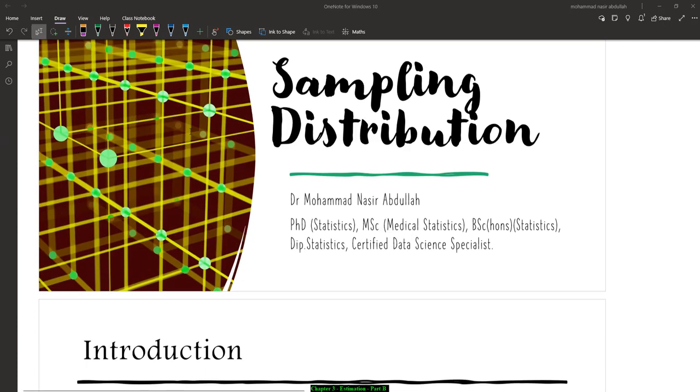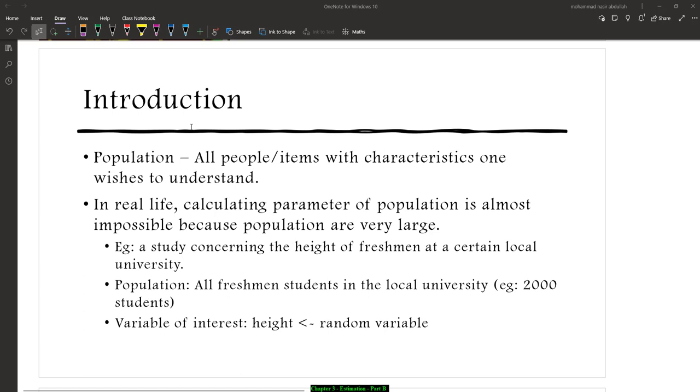So before we go to sampling distribution, as a recap, just to refresh your memory, the definition of population. The population consists of all members in the area of the study. Let's say you want to study knowledge, attitude and practice on dengue fever prevention at Perak Tengah district. So all residents at Perak Tengah district is the population. In real life, calculating the parameter of the population is almost impossible because the population in nature is very large, unless you are taking a small area of the study.